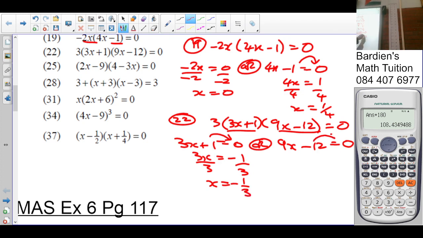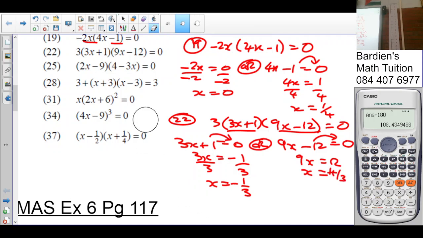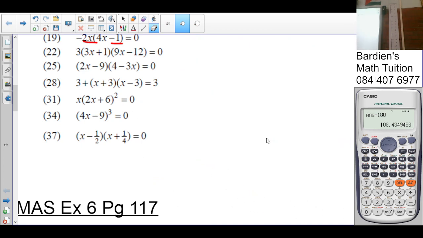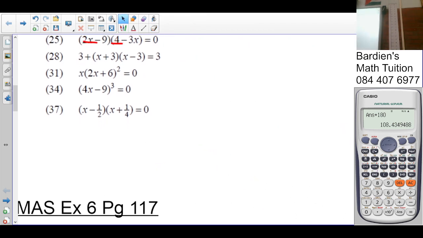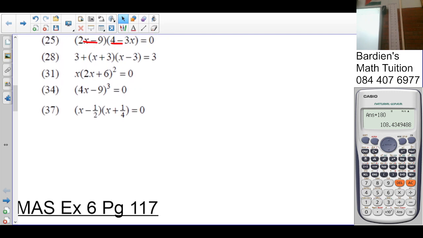So you got 9x is equal to 12, so x is equal to, divide by 9 on both sides, 4 over 3. That one sum that you guys asked about, number 28, before we did that clock, that one's easy, no? So let's look at 28.